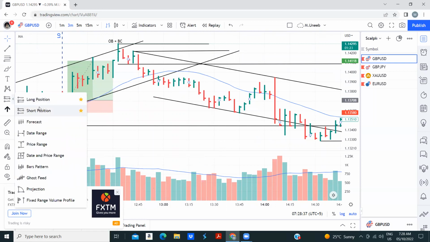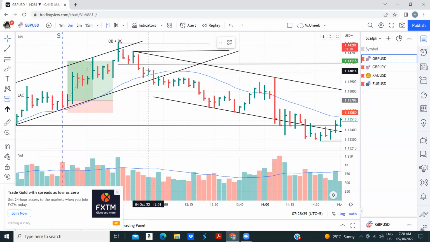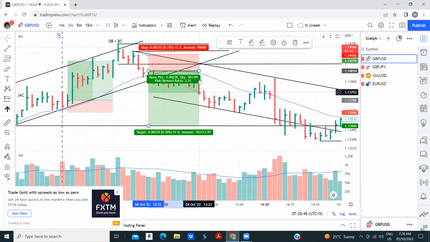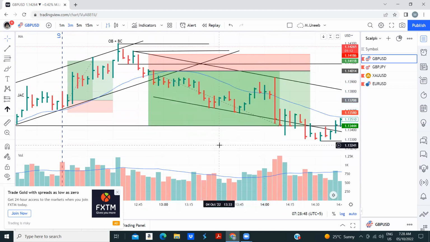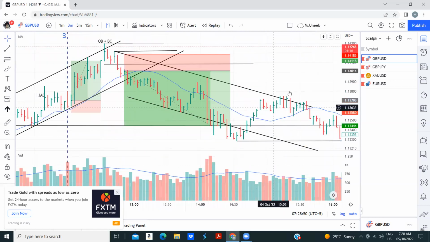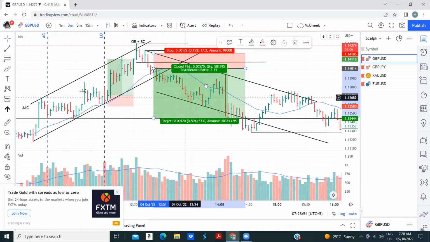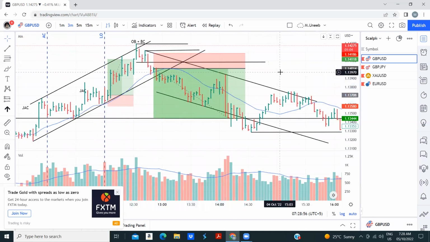And from here, I will take my trade, the short trade, placing my stop loss just above here. And this would be my target. That's it. So this first trade, this second trade, and then we are out of the trade. We are out of the market.